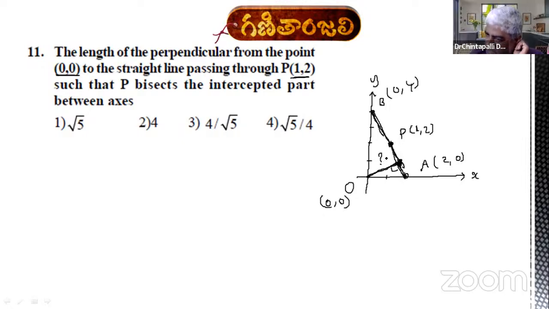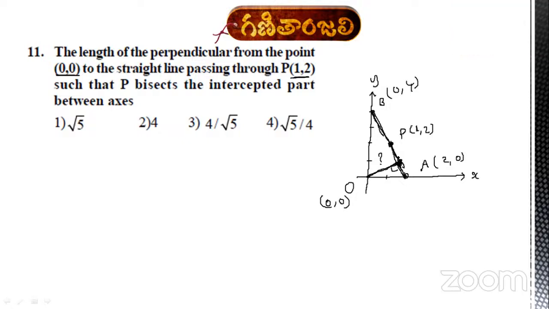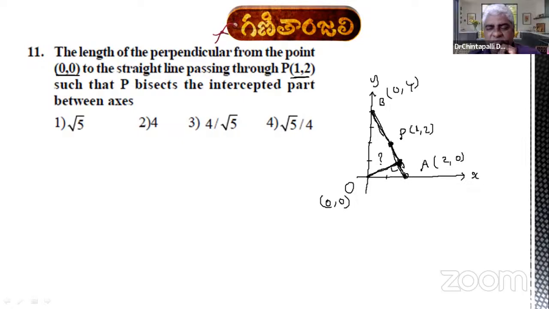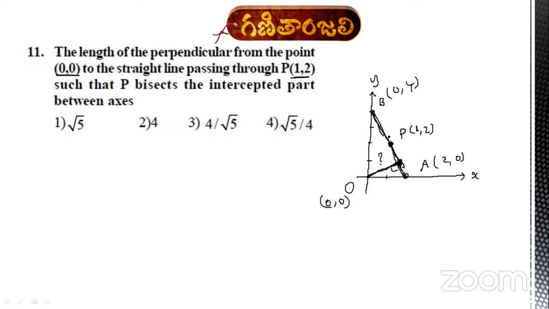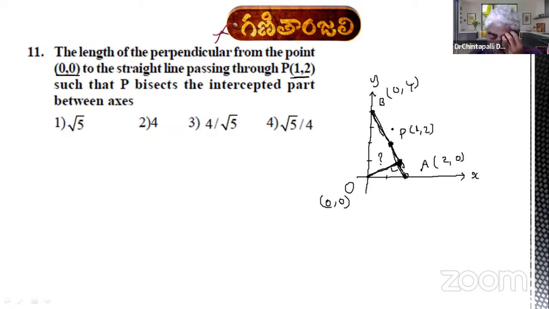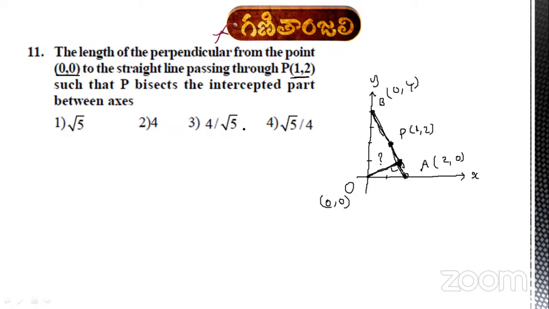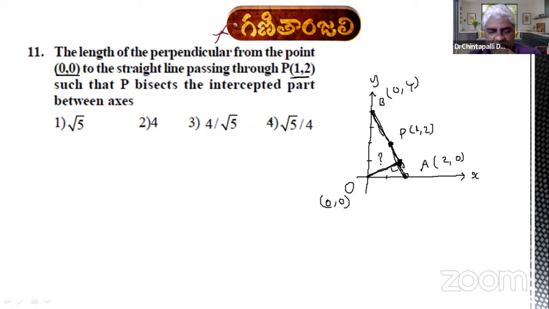Which formula is used? Distance between 2 points, or distance between parallel lines, or distance from a point to a line? First of all, we need the equation of this line, right? How to find the equation of this line? Of course, we can use the formula y minus y1 is equal to m into x minus x1. There is some other method also, which will be explained in the next class. But as you know the previous method, find the equation of AB.